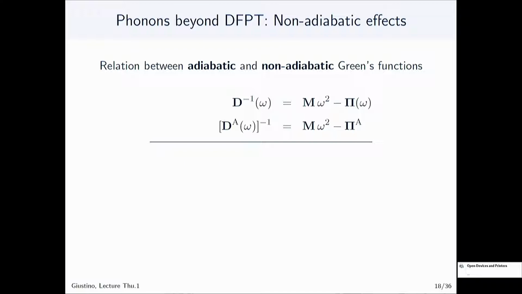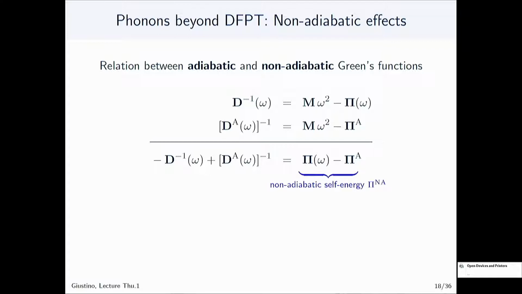Now, by looking at these two equations, I can take the difference, so I can knock out these two terms. Essentially I end up with the difference between these two: this is the exact solution, this is the adiabatic approximation, and the difference in the two phonon self-energies here. We like to call this difference the non-adiabatic self-energy, meaning whatever is left beyond the adiabatic approximation. That's just a way to define this term.